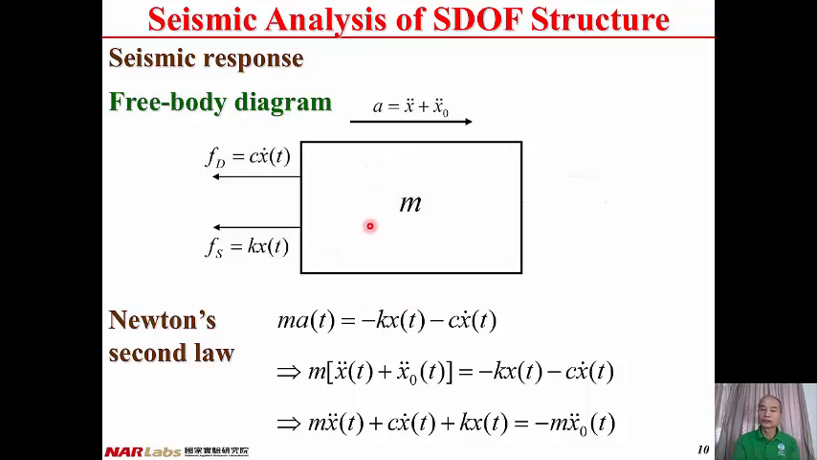And if we have displacement to the right, x(t), then we have the restoring force equal to minus k x. If we have the velocity to the right, x dot, then we have the damping force c x dot. If we move minus k x and minus c x dot to the left-hand side of the equation, and a is the combination of the relative acceleration x double dot and the ground acceleration x0 double dot, and we move m times x0 double dot to the right-hand side, then we have the second-order differential equation of the structure: m x double dot plus c x dot plus k x equal to minus m times x0 double dot.